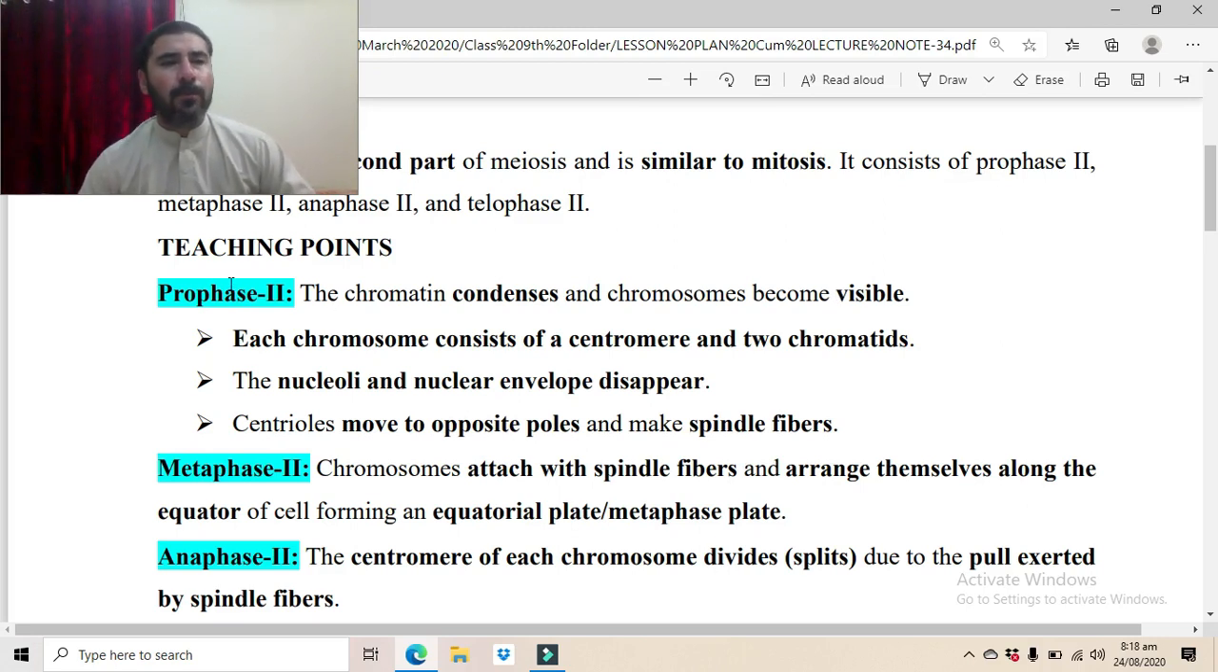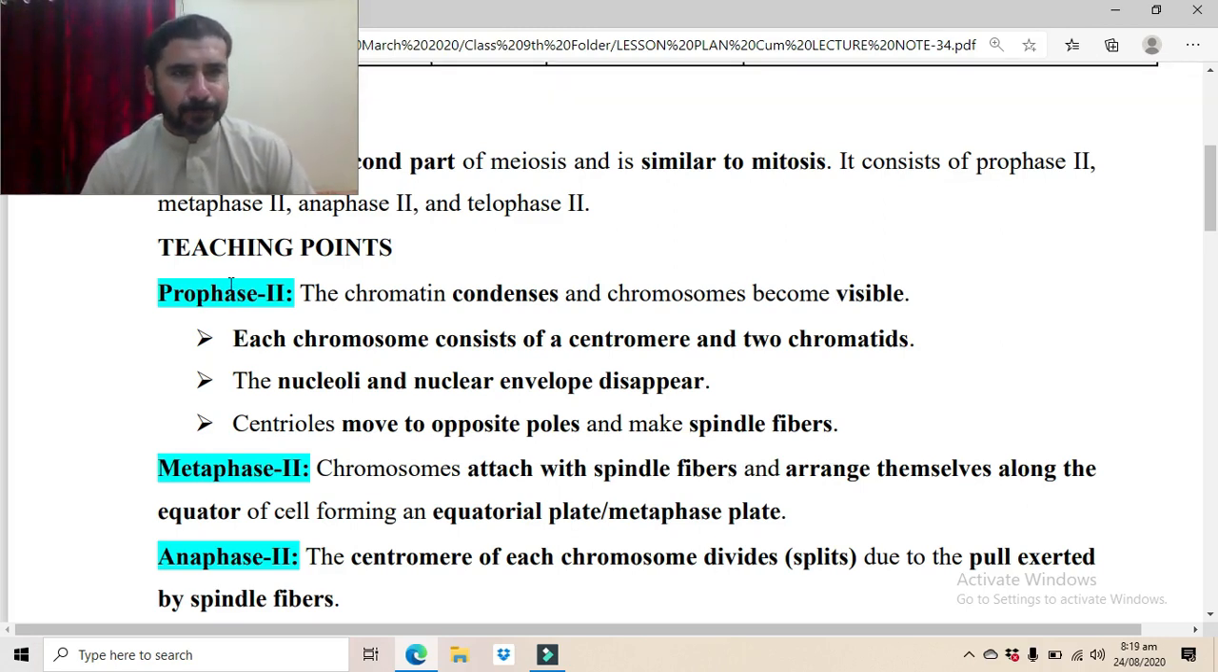At the end of meiosis 1, the chromosomes are again uncoiled and they are converted into a chromatin network. But whenever meiosis 2 starts and prophase 2 starts, the chromatin again condenses and chromosomes become visible. Whenever you observe the chromosomes under the microscope, they are properly visible. Each chromosome consists of a centromere and 2 chromatids.